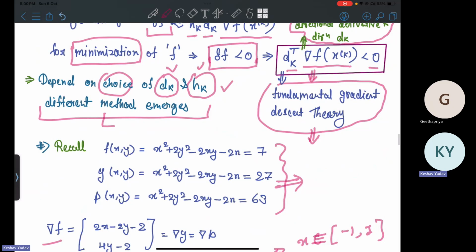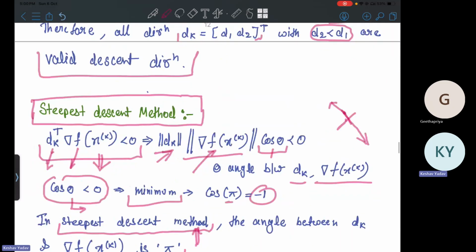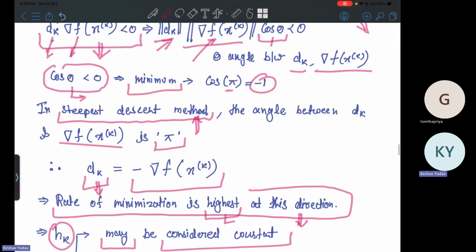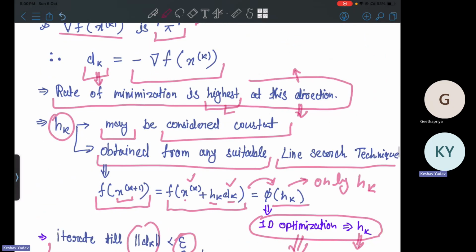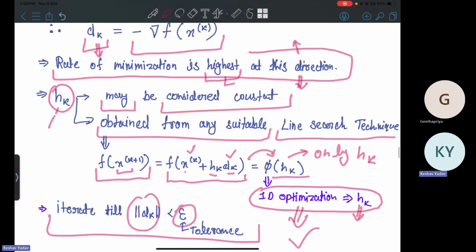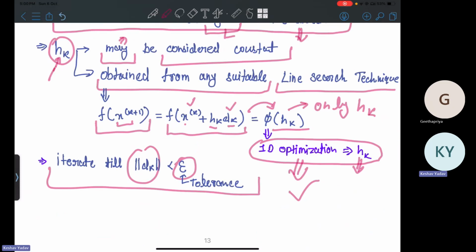They are based on the values of dk and hk. Many methods are possible in the family of gradient descent methods. The first method that we have seen is the steepest descent method. There we assumed that the direction is opposite to the gradient direction, and the step size can be considered as a constant, or it can be calculated using the line search method. There phi of hk is the only function of hk, and we can minimize it to find hk.